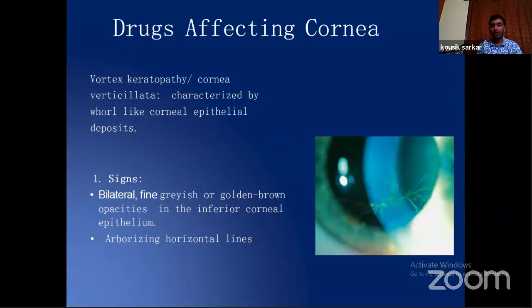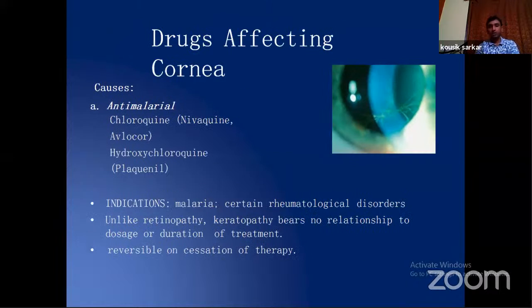These are bilateral, fine grayish or golden brown opacities, which usually occur in the inferior corneal epithelium. Some antimalarial drugs like chloroquine, and drugs used in rheumatoid arthritis like hydroxychloroquine, which is also used nowadays in COVID patients, can cause this vortex keratopathy. Unlike retinopathy, keratopathy bears no relationship to dosage or duration of the treatment. It is usually reversible after cessation of this drug therapy.